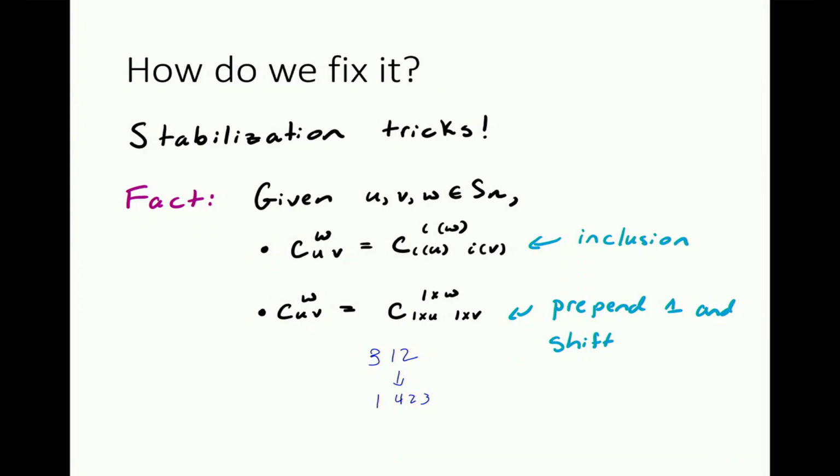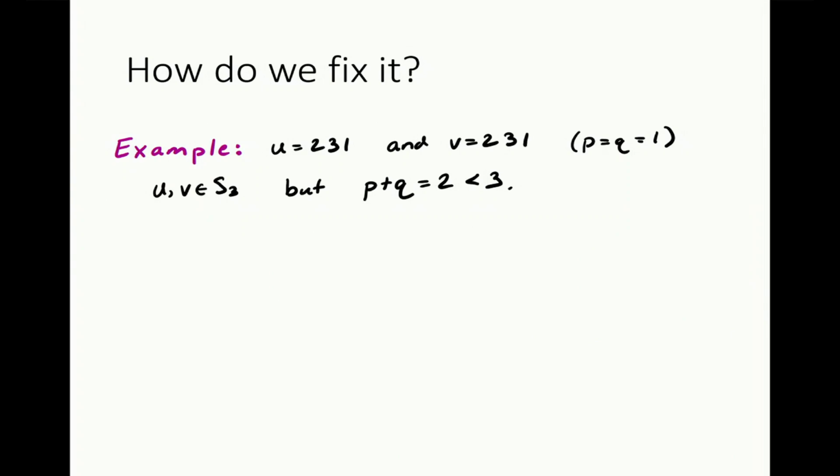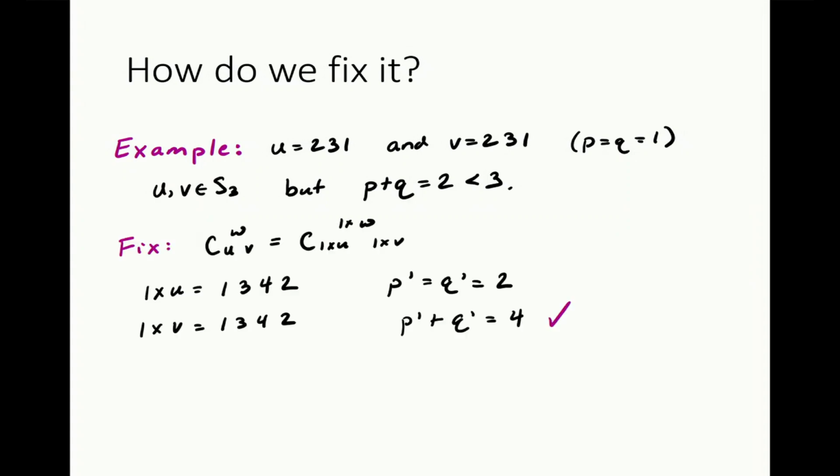Okay, so what we can do is go back to this example. In this one in particular, we were sad because P plus Q equals 2, and that was less than 3, and there was no way of forcing u and v to live in S2. So what we can do is prepend. When we prepend, we're shifting P and Q a little bit, so we get a new P prime equals Q prime equals 2. That's okay. This prepending plays very nicely with left descents. And then these are living naturally in S4 now, and that's great because 4 is 2 plus 2.